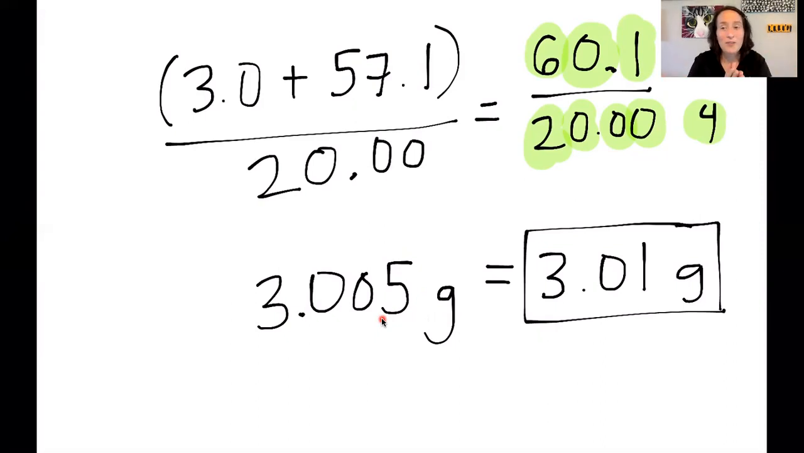I hope that helps walk through some of the sample calculations using significant figures. Please practice by working more examples on the homework and in your book.